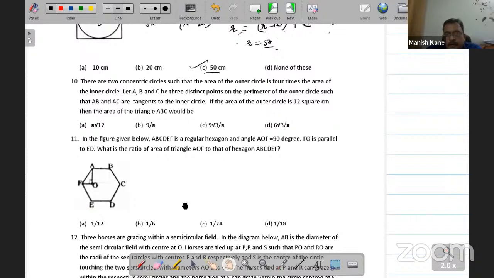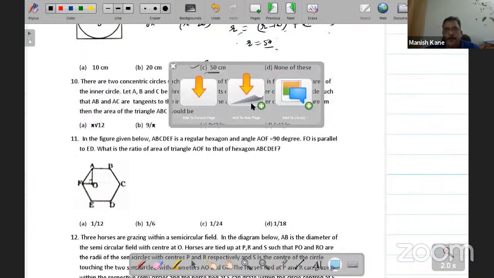Chalo, how many of you solved it? I guess this will require a discussion. So let me take it on another page.